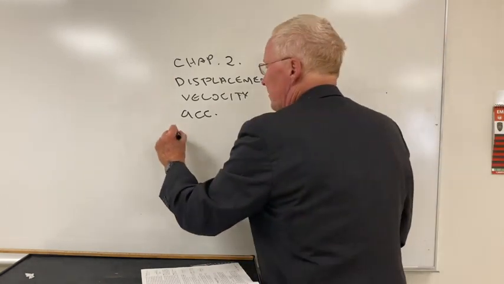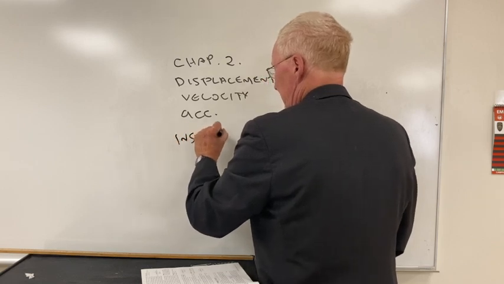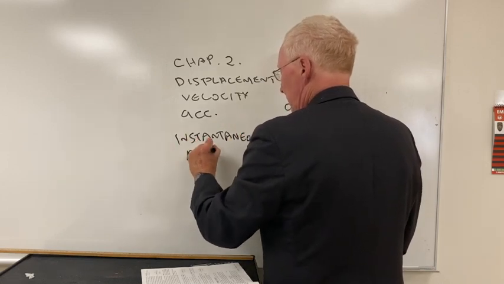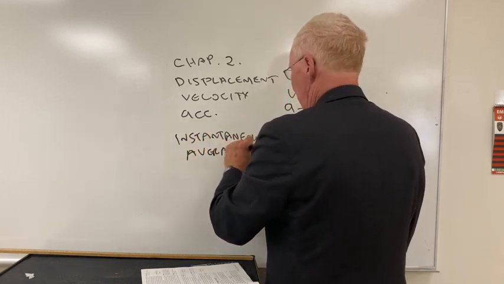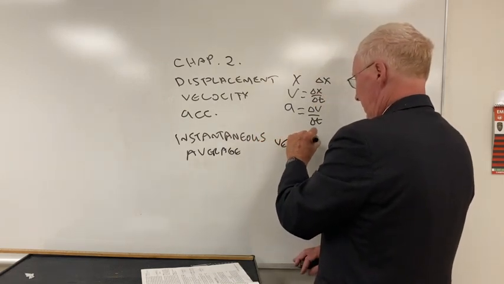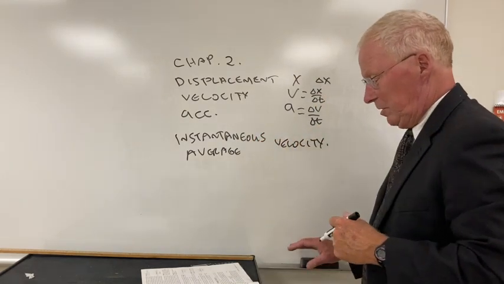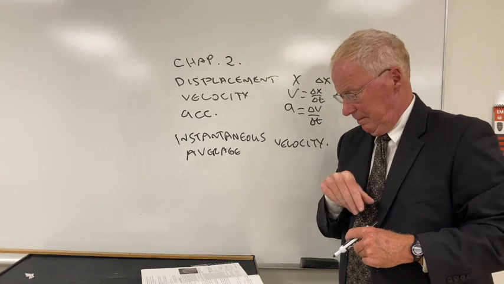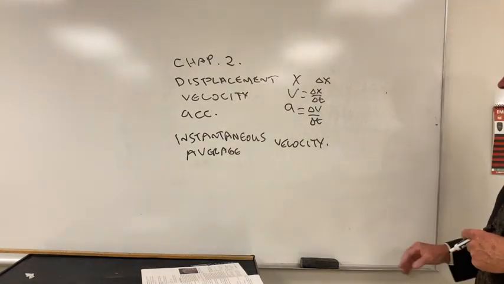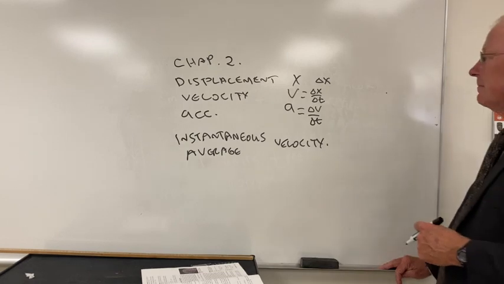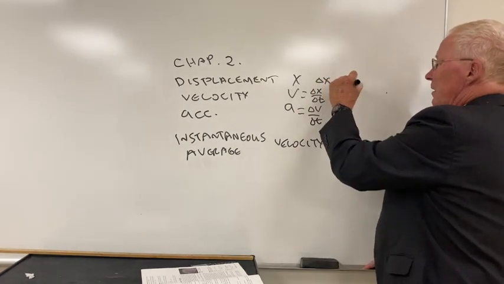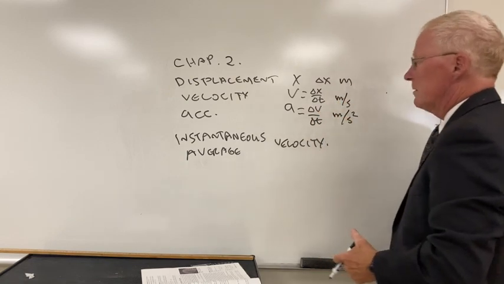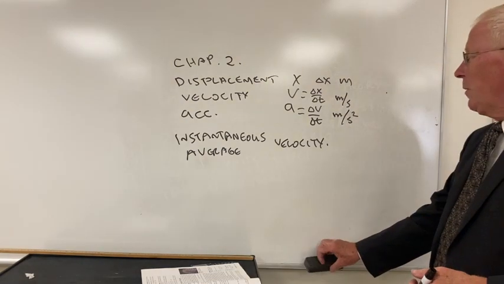What do I mean by instantaneous and average velocity? Okay, I've talked about that in lecture notes as far as that's concerned. And again, we're all dealing in meters per second, or meters per second squared, as we end up with the units. All right, so that's the first part of chapter 2.